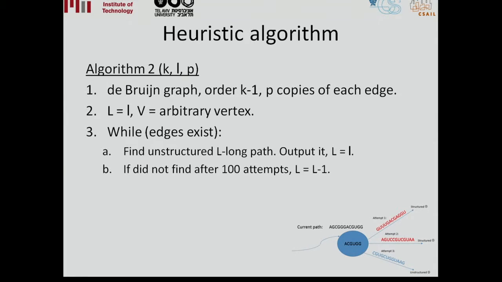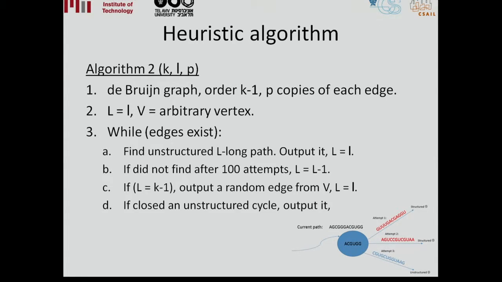It can be set by the user. And if we did not find one, we try to look for a path that is shorter by 1 nucleotide. And we keep on going, and we might be shortening the path a lot if it's very difficult to find an unstructured sequence. If we get to a length of k-1, this means that we found an empty path, which has no meaning. So we just output a random edge from the current vertex, and we move on to looking for a new path. In case we closed a cycle, which can also happen, we just output it, and we continue from a new visited vertex, similar to the Euler 2 algorithm.